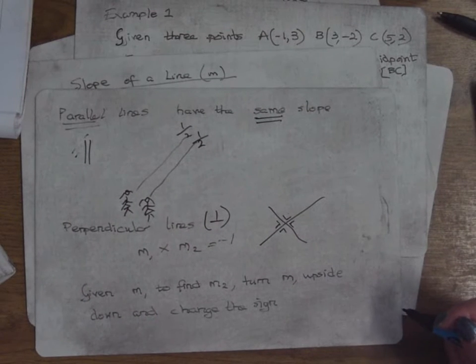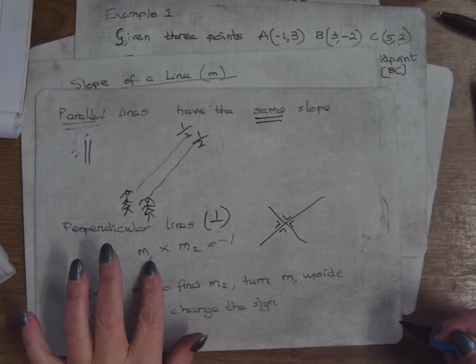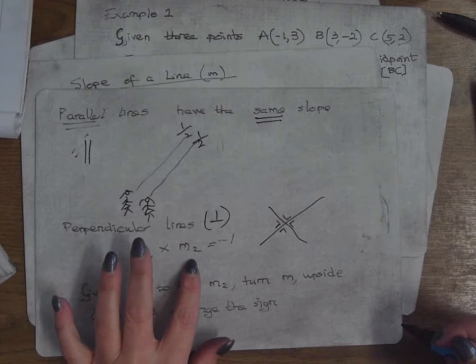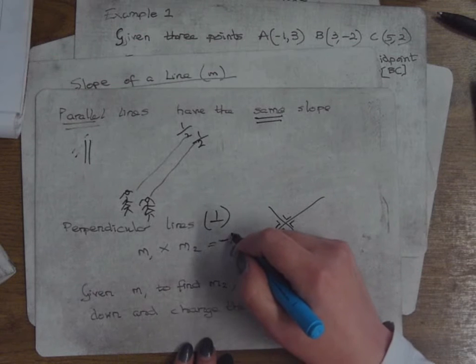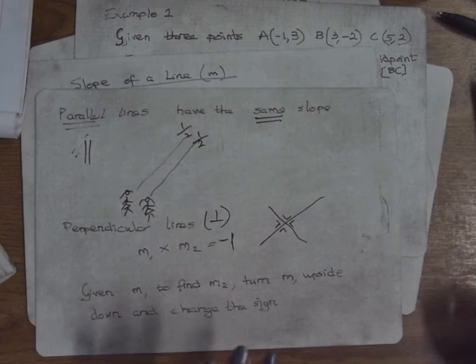Okay, if lines are perpendicular, you get the slope of one and you multiply it by the slope of the other, and the magic number is -1. So if you get the slope of one, multiply it by the slope of the other, and you get -1, you can say those lines are perpendicular.